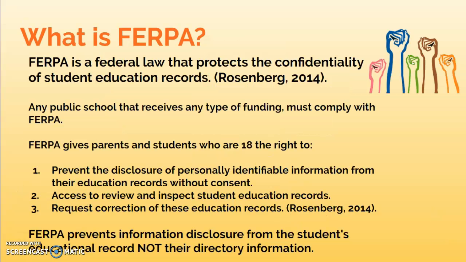What is FERPA? FERPA is a federal law that protects the confidentiality of student education records. So any public school that is receiving any type of funding must comply with FERPA. FERPA gives students and parents who are 18 the right to prevent the disclosure of personally identifiable information, or PII, from their education records without consent, access to review and inspect student education records, and also request correction of these education records. So FERPA prevents information disclosure from a student's educational record, not their directory information.